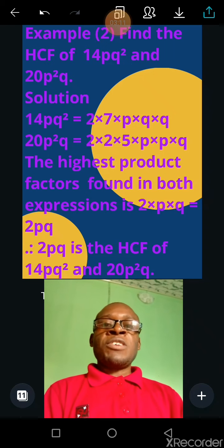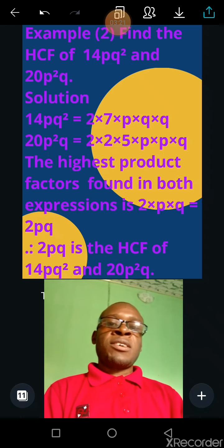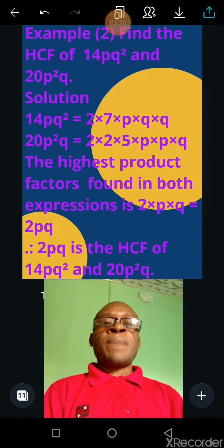The next is 20p squared q. We start dividing with the least factor, which is 2. 2 divides 20p squared q, we have 10p squared q. We divide again by 2, we have 5p squared q. We divide again by 5, we have p squared q. We now divide by p, we have pq. We now divide by p, we have q. We divide by q, we have 1. So the factors are 2 times 2 times 5 times p times p times q.